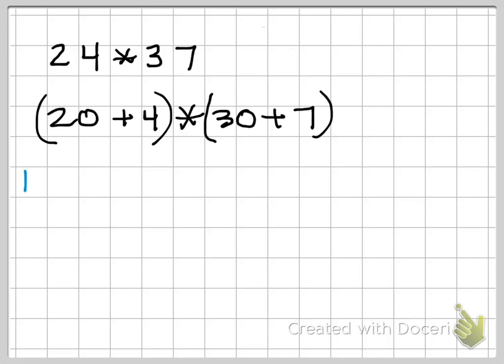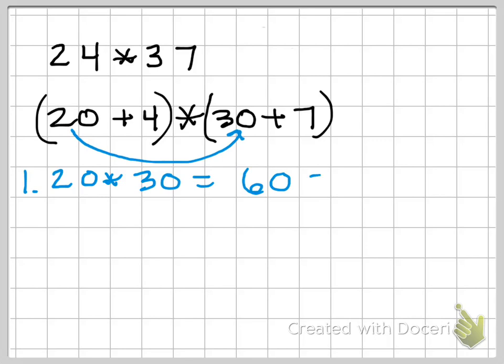In our first wrestling match, the 20 is going to wrestle the 30. 20 times 30. Well, let's see. I know that 2 times 3 equals 6. So 20 times 30 must equal 600.